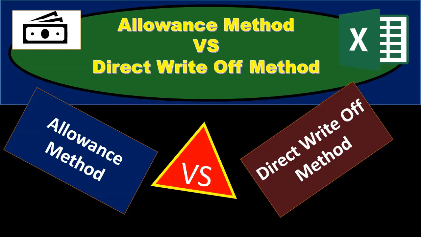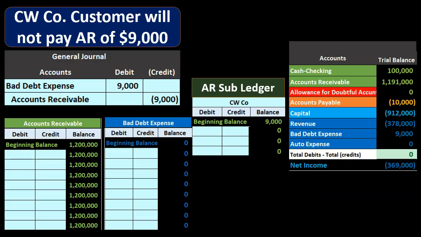In this presentation, we will take a look at a comparison between the allowance method and the direct write-off method. When considering both the allowance method and direct write-off method, we are considering the accounts receivable account. Remember that the accounts receivable account represents money that is owed to the company, typically from sales made in the past, on account. We haven't yet received the funds for sales made in the past, and therefore the company is owed money. We see this amount on the trial balance, in this case $1,191,000.